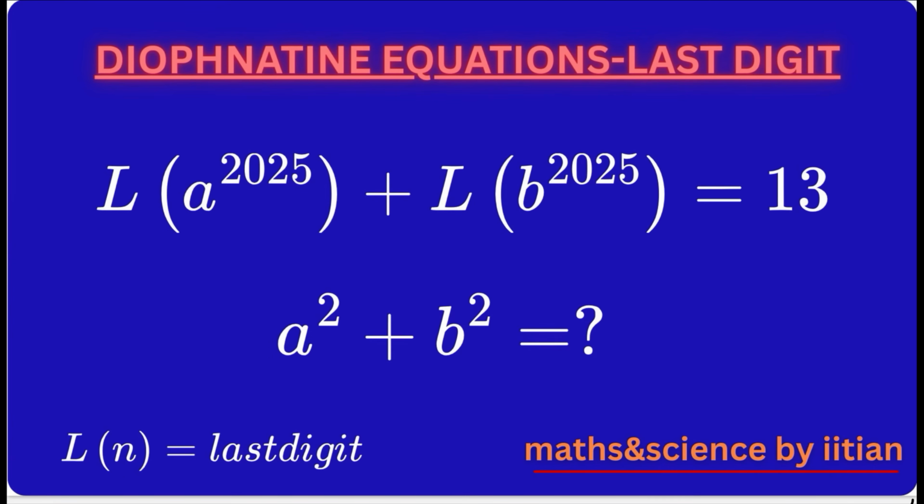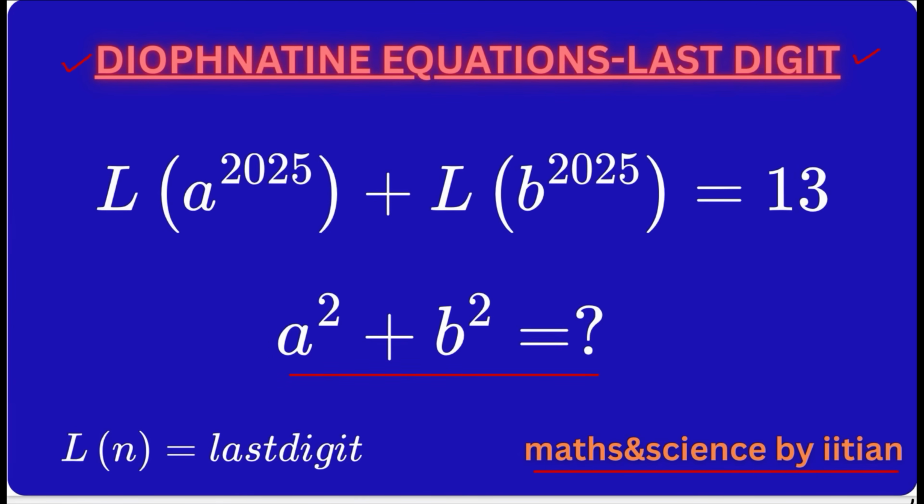In this lecture, I will be taking up a very good example, rather a very tricky problem on finding the last digits of certain numbers to the power of 2025. Their sum is equal to some value, and then we have to find out a square plus b square is equal to how much.